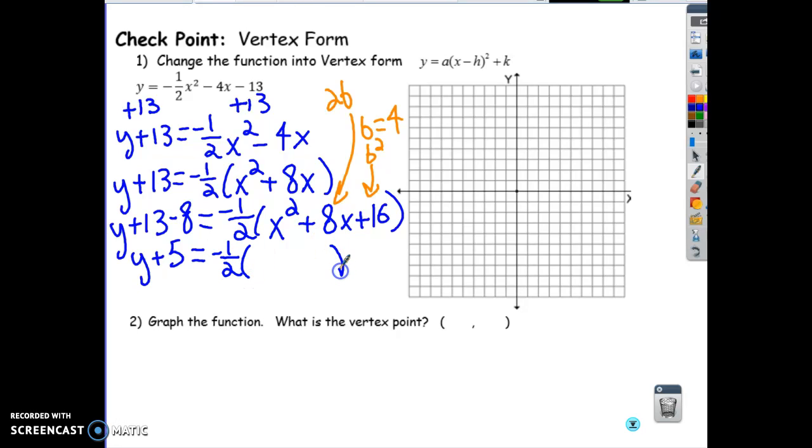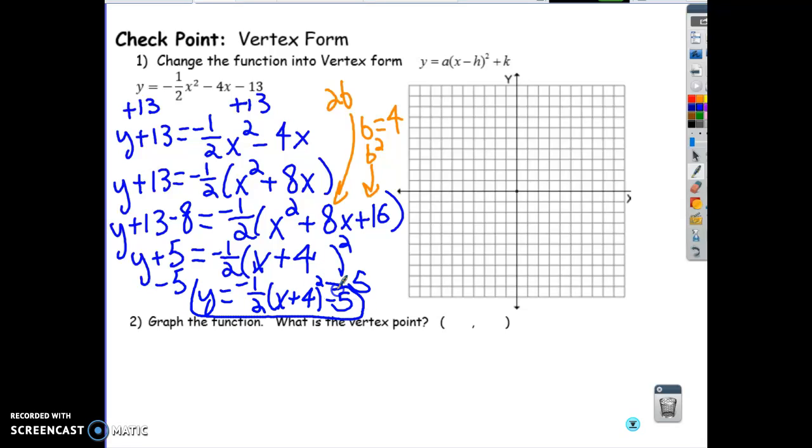Now we can change the form on the right side. Now it's just going to be x plus b squared. So we get x plus 4 squared. We subtract the 5 from both sides, and we get y equals negative 1/2 x plus 4 squared minus 5. And this is our final answer.